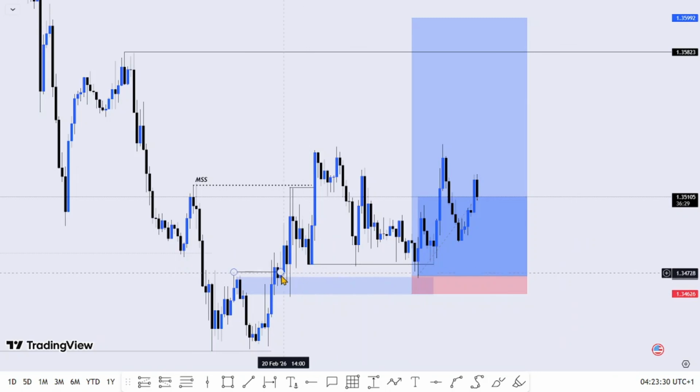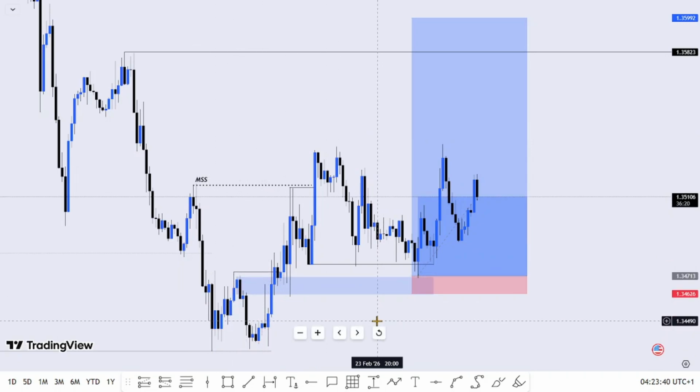There are many POIs you can see here. You can see this breaker block right here. You can see this other block right here. We can see this other block here. We can see this breaker block. So which one am I going to be interested in?